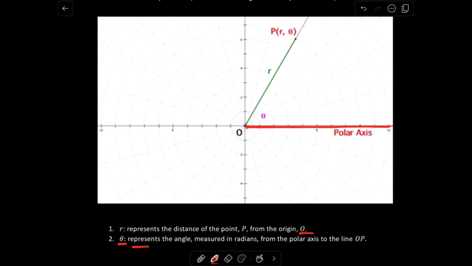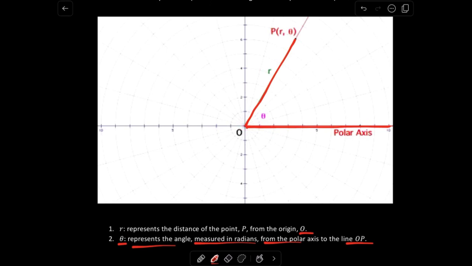Let's look at theta. So theta represents the angle measured in radians. Okay, it's not in degrees, it has to be in radians. So theta represents the angle measured in radians from the polar axis to the line OP. So the line OP is this line here. You just connect the point that you plotted to the origin.